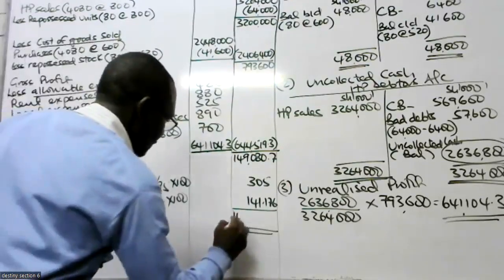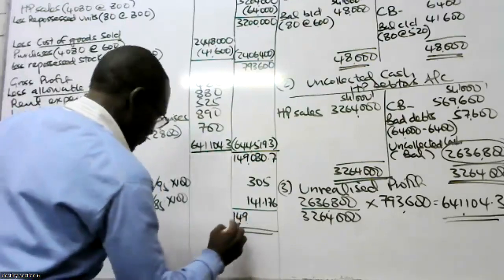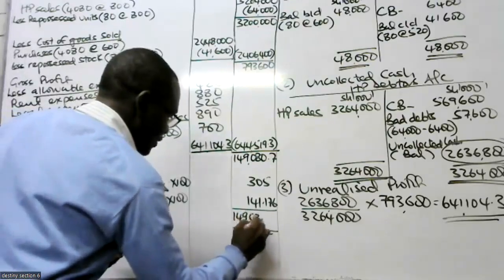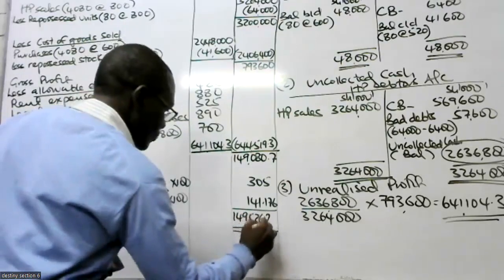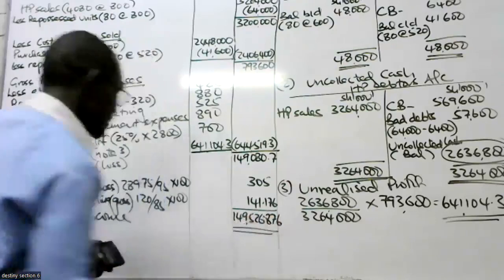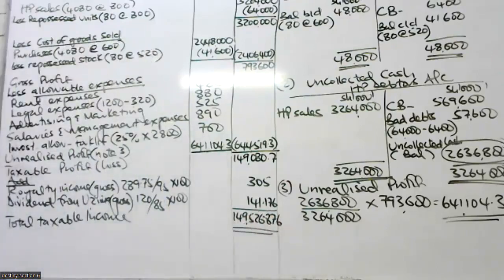So this gives us 159,526,0.876 as the total taxable income. The examiner did not want tax.